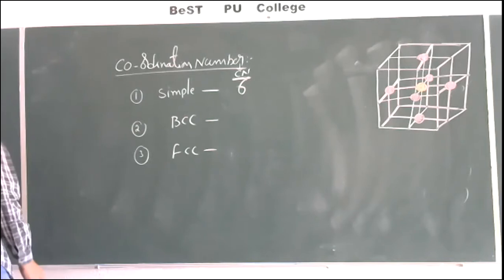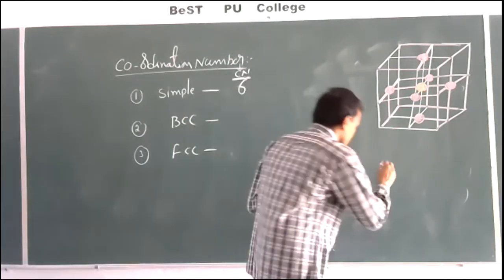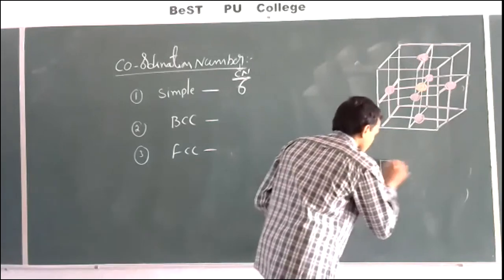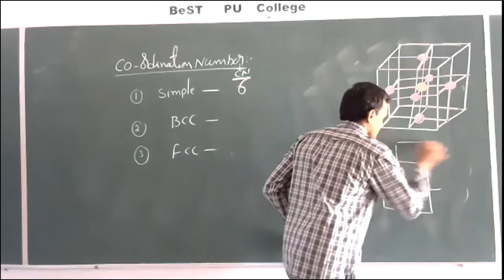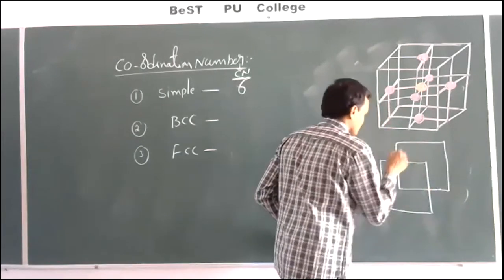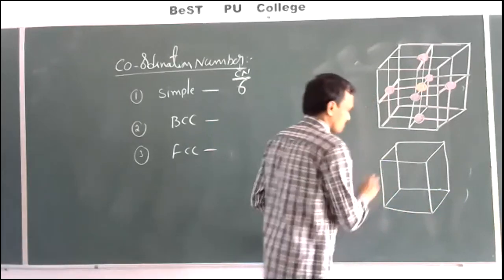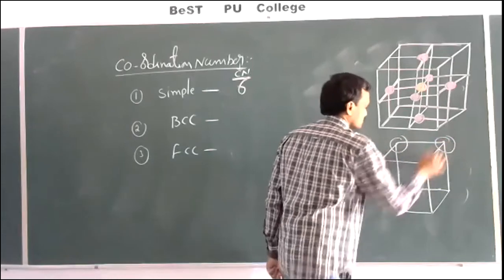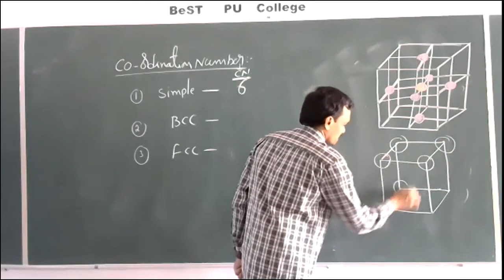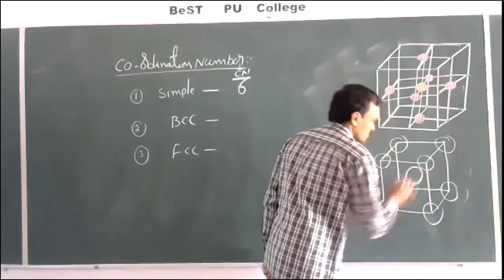There is a body centered cubic lattice. So I'll show one diagram here. Yeah. So what is the position of particles? Corner particles. At 8 corners, 8 particles will be there, and one more particle is present at body center.